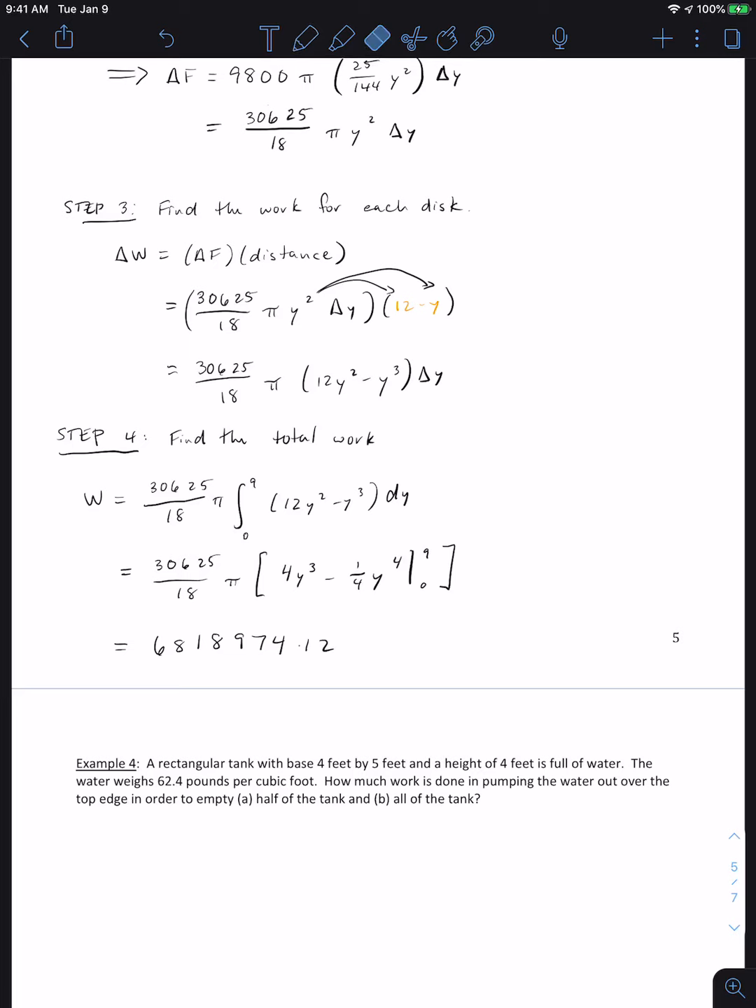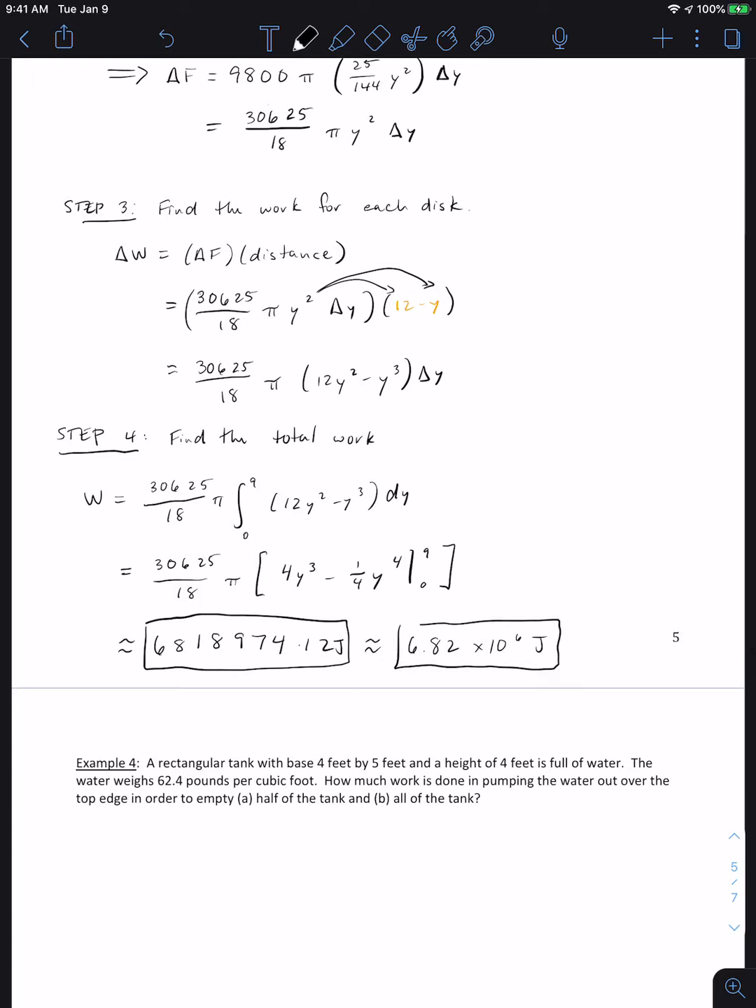6,897,4.12, and I'll write approximately here, which also is approximately 6.82. Whoops, and I should put my units. My units are joules here. Why? Because we were in meters and SI. So 6.82 times 10 to the 6 joules.